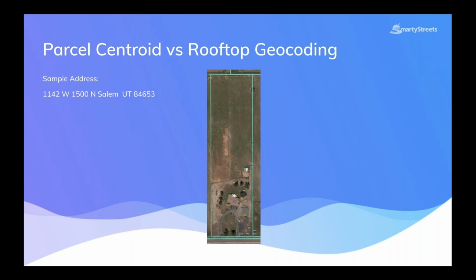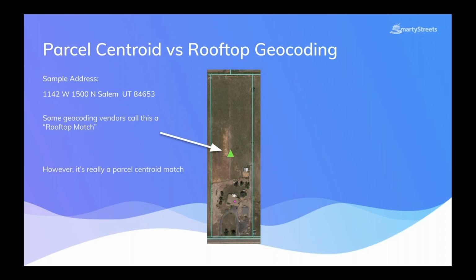correct building. I'm going to give you an example here of a Parcel Centroid versus a rooftop geocode. The sample address, yes, we tend to use a lot of addresses in our backyard because they're easily researched, but this sample address is in Salem, Utah, 1142 West, 1500 North. Now, some geocode vendors call this a rooftop match, but it's really a parcel match. So there is the center of the parcel. You can see the turquoise line of the parcel boundary, and a Parcel Centroid match clearly puts it right in the middle of the parcel.